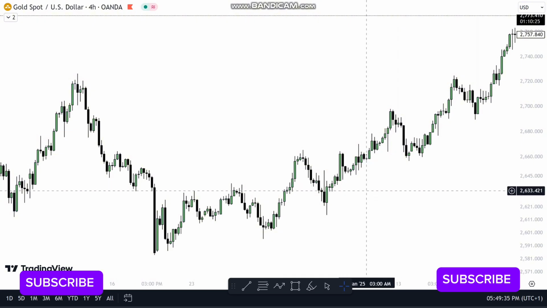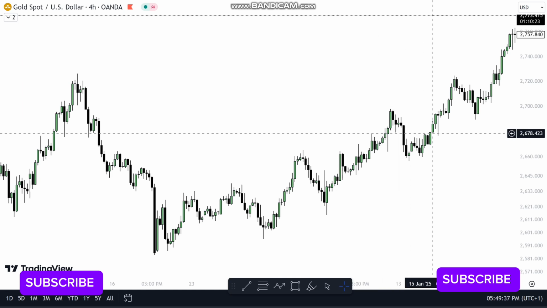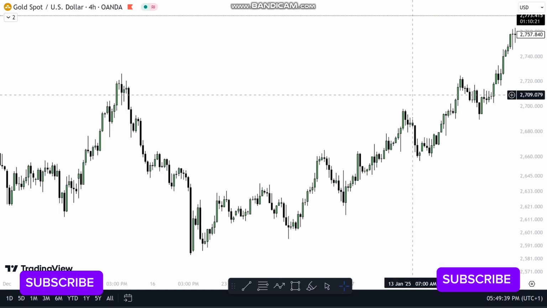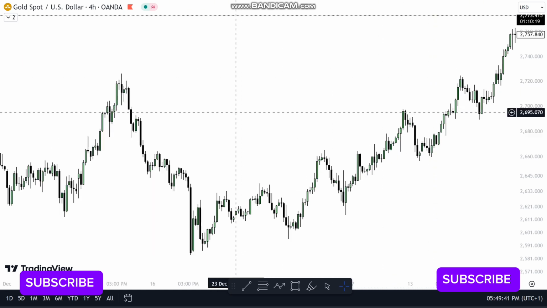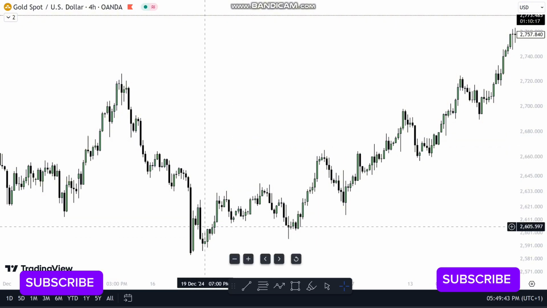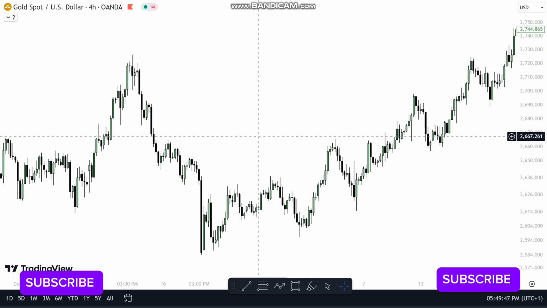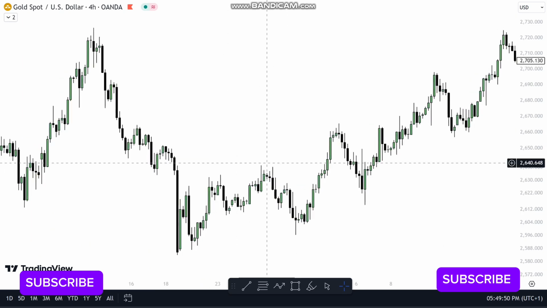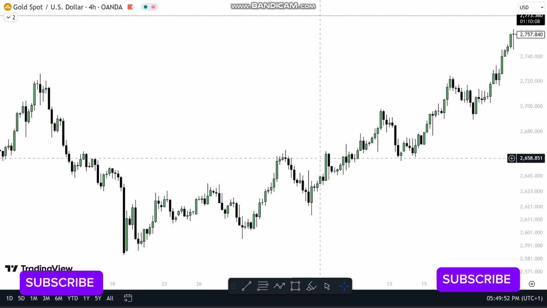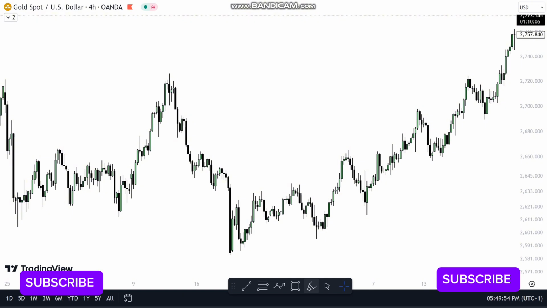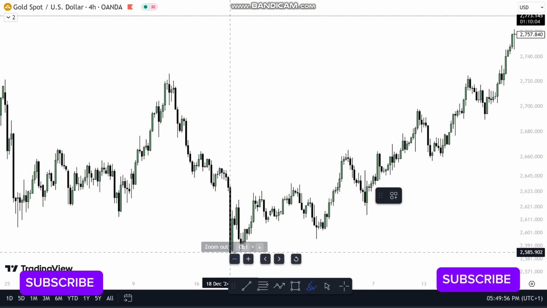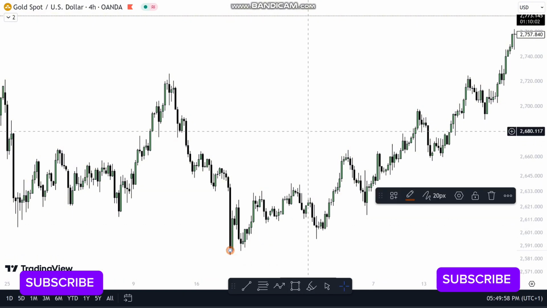So right here on the 4-hour time frame, before I start analyzing anything, I want to look at where price tapped into, the zone that price tapped into, and changed character to the upside. Let's look on the 4-hour. What is the origin of this push? This is the origin of this push. This is the origin here. This is the origin of this push.